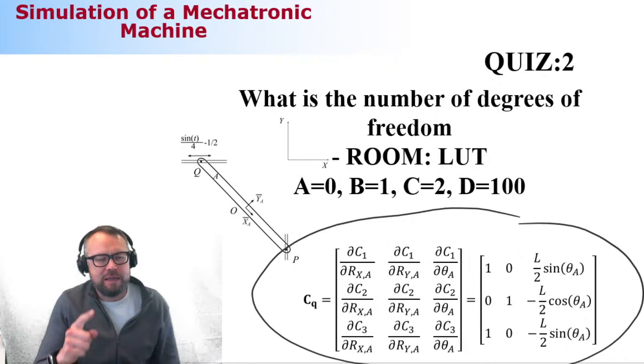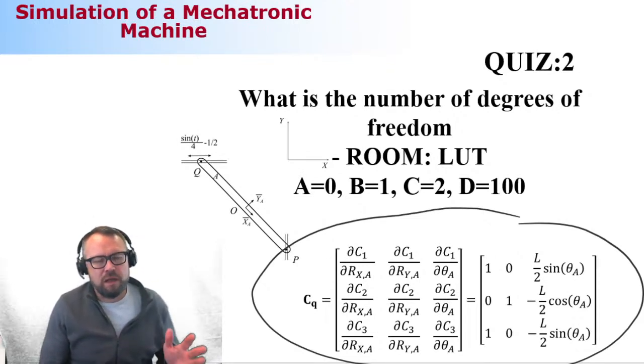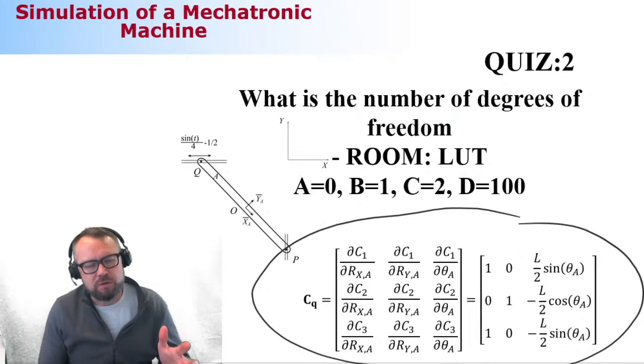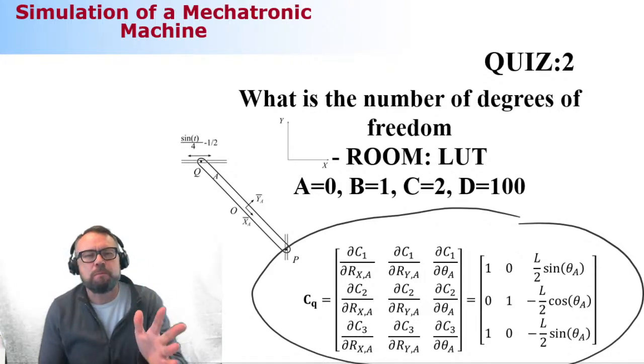All right. The dimensions of the Jacobian matrix tell you that the number of degrees of freedom has to be zero, because there are equal numbers of rows and columns. Rows are associated with constraint equations. Columns are associated with generalized coordinates. So if there's a square matrix, that means that the number of degrees of freedom is zero.